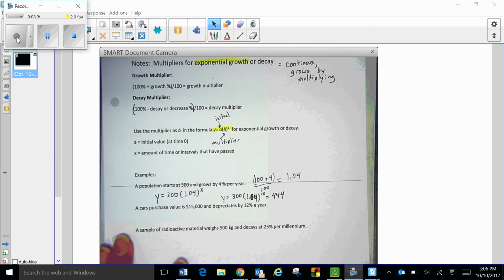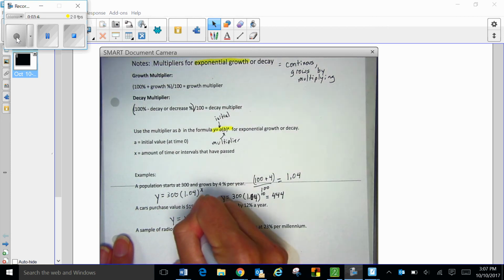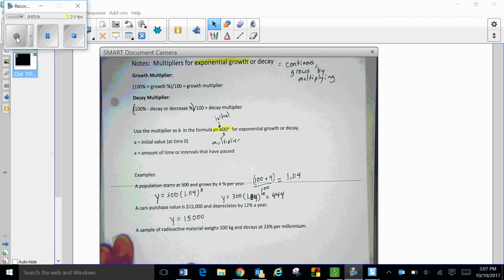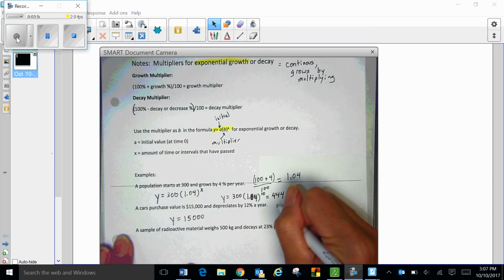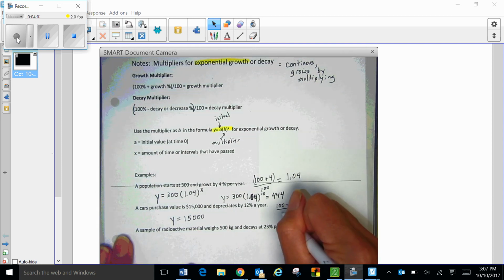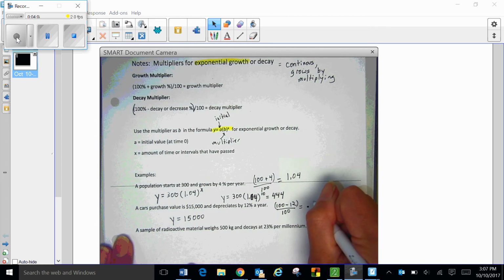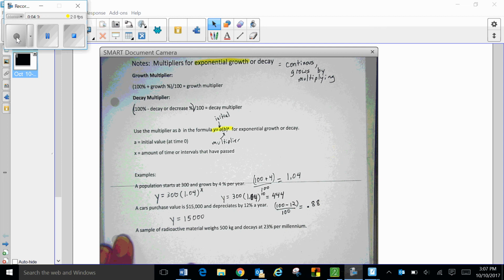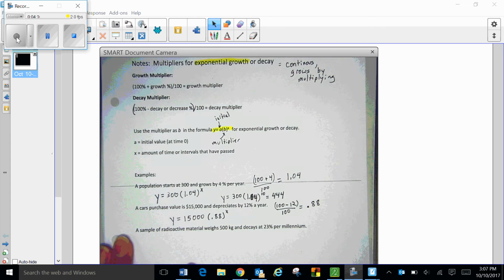All right, next one. Car's purchase value. So y equals $15,000 for the car. And it depreciates. Depreciate means go down. So to get our multiplier, we're going to do 100 minus 12 over 100 again because we're changing it to a decimal. Type that in your calculator and you get 0.88. So our multiplier is 0.88. Notice that that is less than 1.